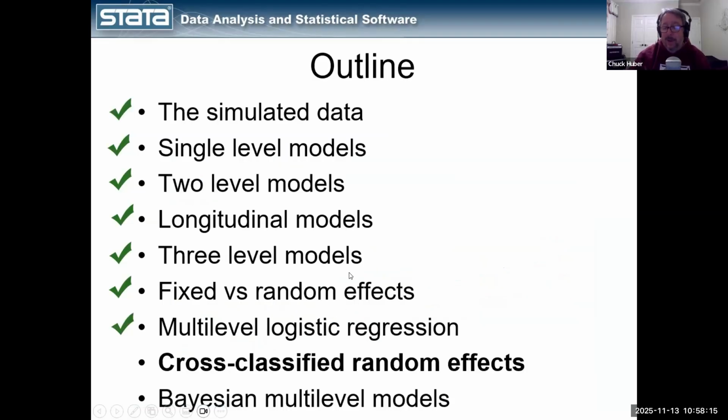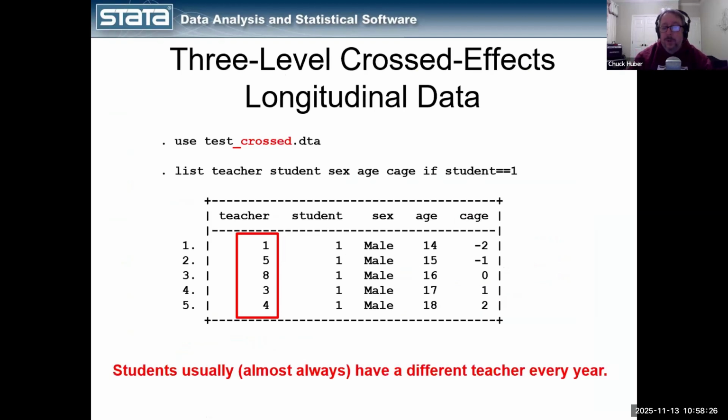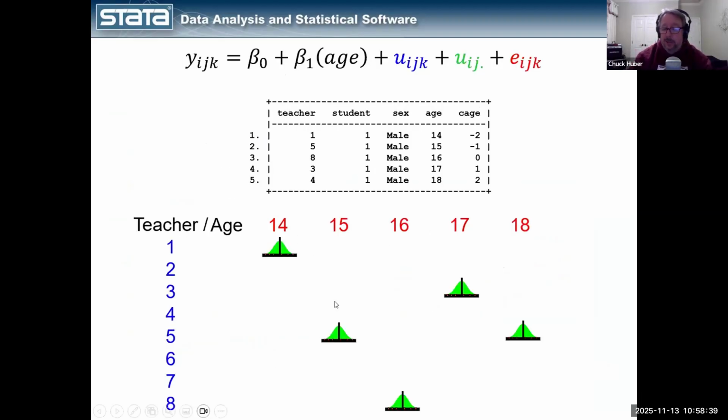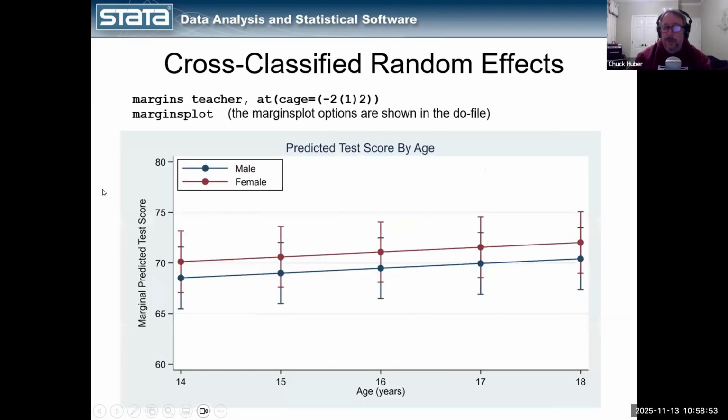We can fit cross-classified random effects. So we've pretended that the students were nested within the same teacher classroom every year. And we all know that never happens. That's completely fake. What happens in real life is that the clusters change from year to year. Even if you had the same group of students in a school, they're going to get rearranged in teachers' classrooms. And there is a way to deal with that. It's called cross-classified random effects. So the nesting structure is changing from year to year, and it's just a simple change in the syntax. At the teacher level, you would put underscore all colon R.teacher, but the output ends up looking the same, and the interpretation is pretty much the same.